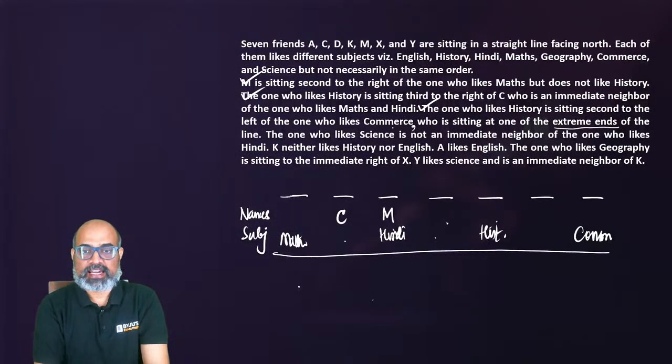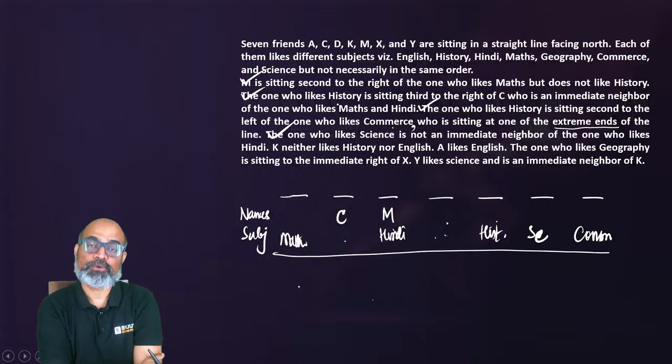The one who likes science is not an immediate neighbor of the one who likes Hindi. So C can't take science. The fourth position can't take science because beside Hindi you can't have science. So the only place we can have science left is the second last position. Now K likes neither history nor English. So we don't know where English is going to be, but K cannot take any of these two places.